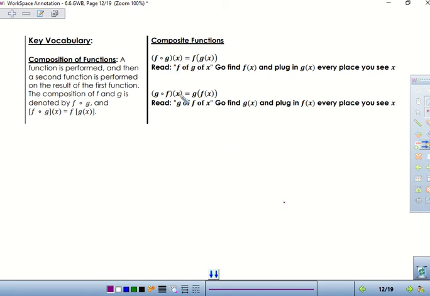So you see that little circle that almost looks like a multiplication symbol? You're going to notice it's actually a little bit different because it's an open circle, not to be confused with multiplication. Composition and multiplication are two different things, so just make sure you don't confuse the two. So when you see that open circle, you know you're doing composition.